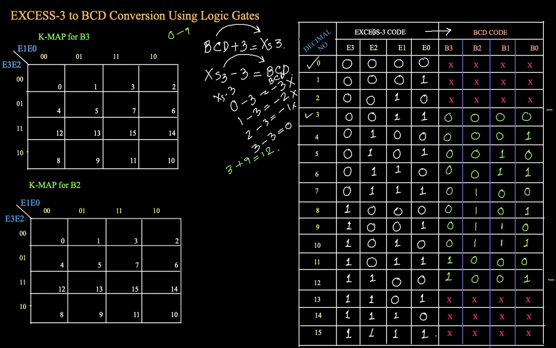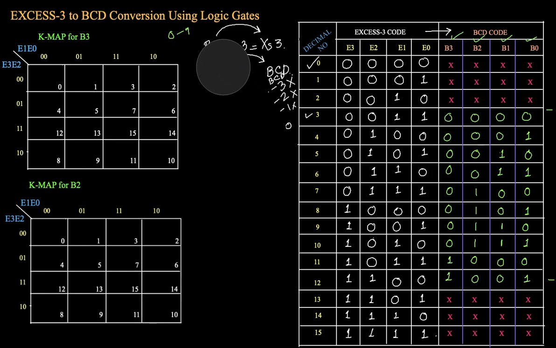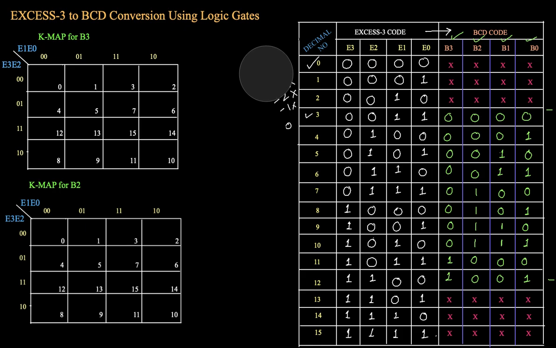So here the input is the Xs-3 code. That's why we are taking the Karnaugh map. We should find B3, B2, B1 and B0. So the output is B3, B2, B1 and B0, and the input should be E3, E2, E1 and E0. So we can make the Karnaugh map taking E3, E2, E1, E0 as input, and the corresponding output is B3, B2, B1, B0.